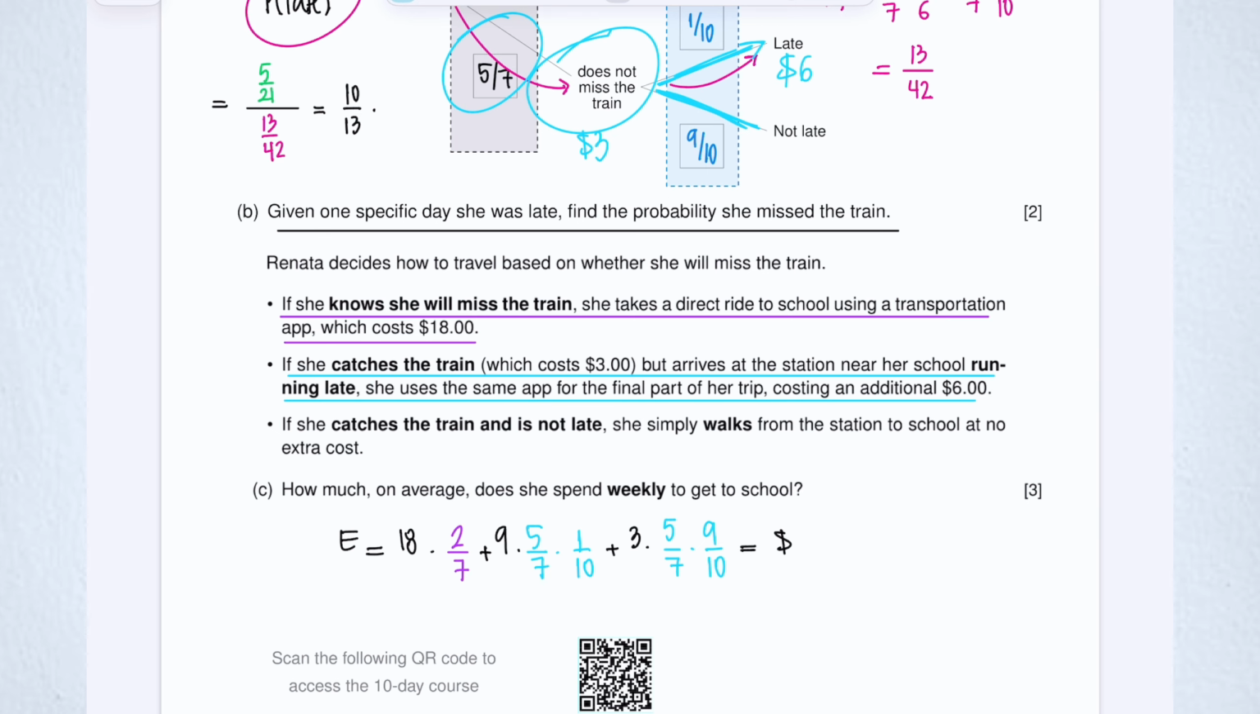So each weekday, she will spend on average $7.71. Therefore, in 5 weekdays, on average, she spends $38.57. All right, so for exercise number 5, a calculus question as usual.